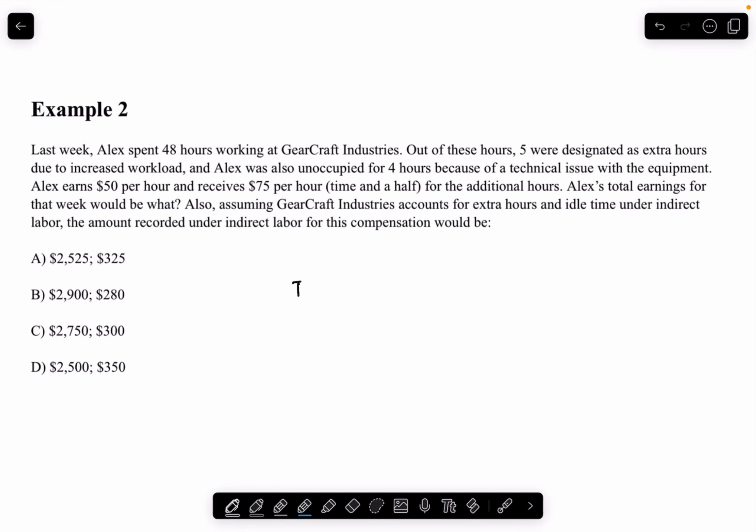Alright, let's start with I for idle time, O for overtime, R for regular time. We care about the hours that we're working, the rate that we're being paid at, and then the total.